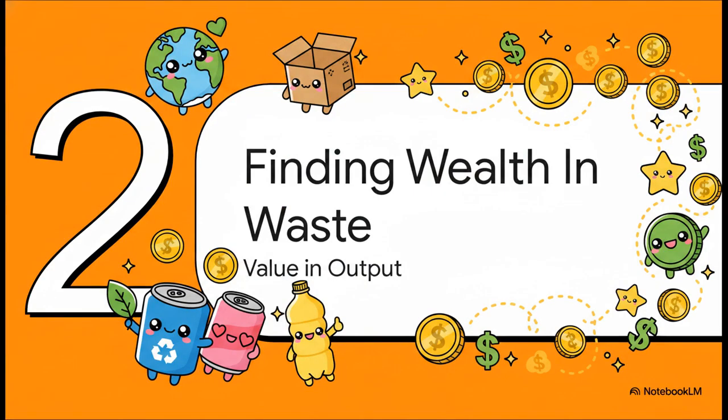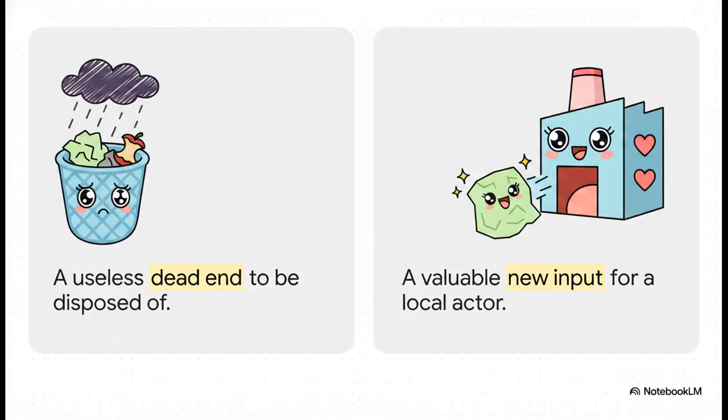Moving right along to Section 2, Finding Wealth in Waste. The contrast we see here is literally night and day. In the old school, traditional linear view, an output is just a dead end. It's a pesky disposal cost that drags down your profitability. But shift over to the circular ecosystem view, and that exact same waste is instantly redefined. It becomes a valuable new input for another local actor. It's a massive shift in perspective, right? We're taking disposal fees and flipping them into entirely new revenue streams.